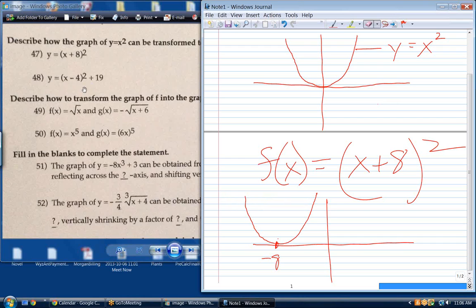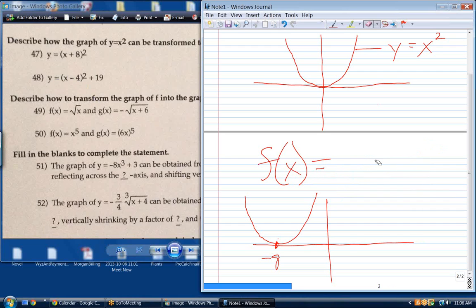Okay? So on 48, what are the consequences of the negative 4? Do you move right 4? Yes, because it's x minus h. So h would be positive 4, and positive means move to the right.